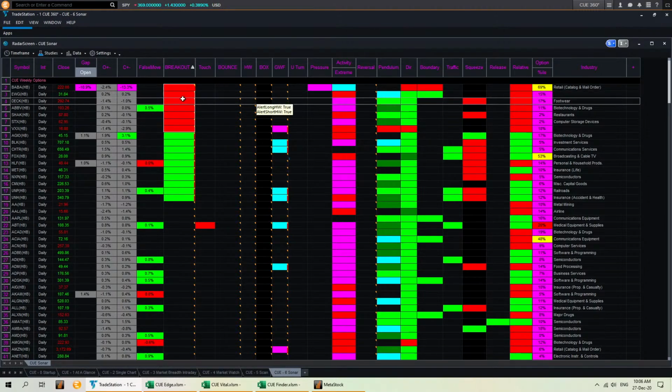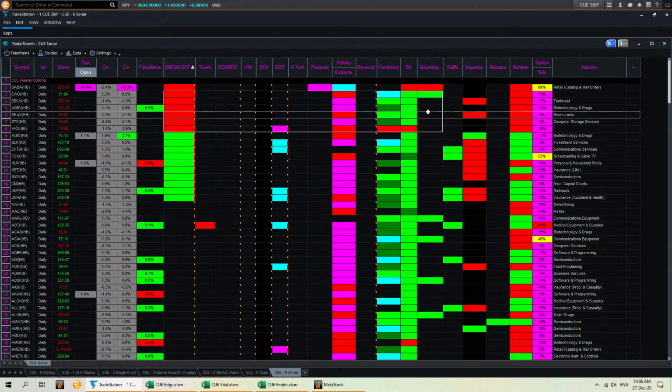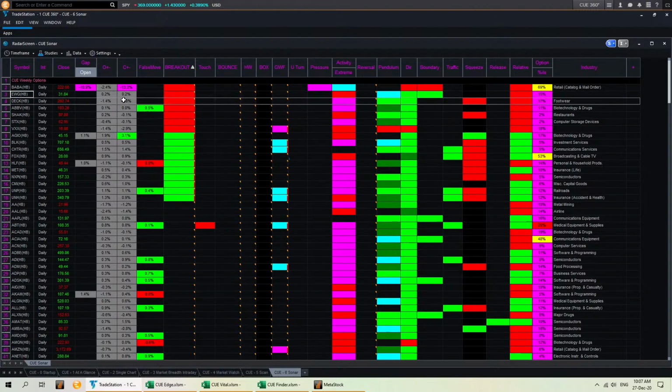On the other hand, if we look at the other breakout setups, they are not below lower boundary. In fact, EWG, let me highlight it. EWG is actually a bearish breakout at upper boundary. So this may be of interest to a person who wants to short the top. It is above upper boundary, but it is having a bearish breakout.